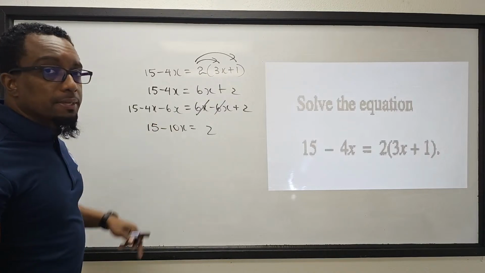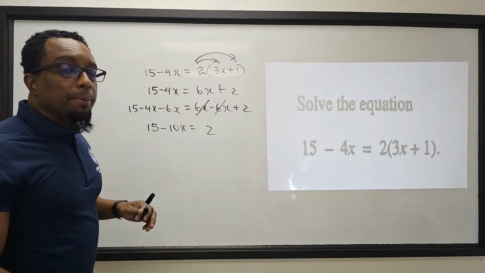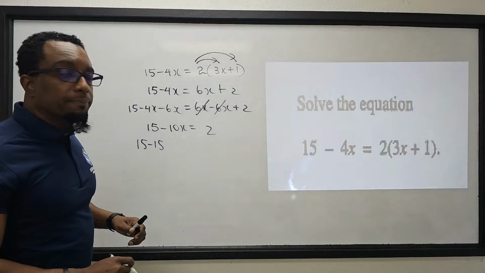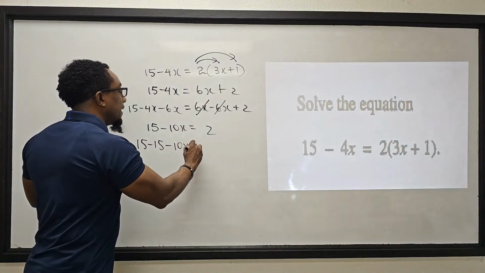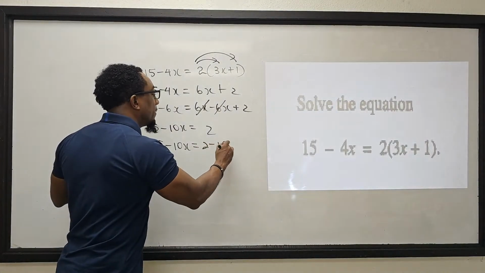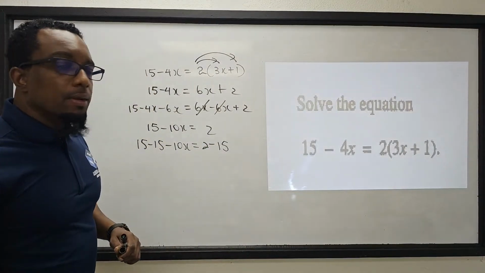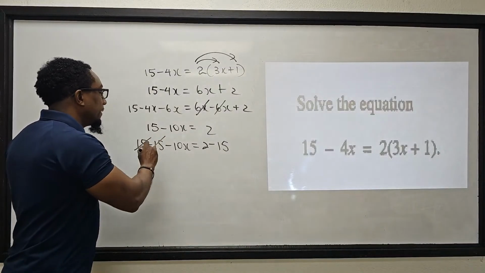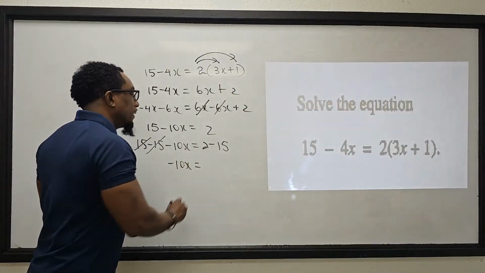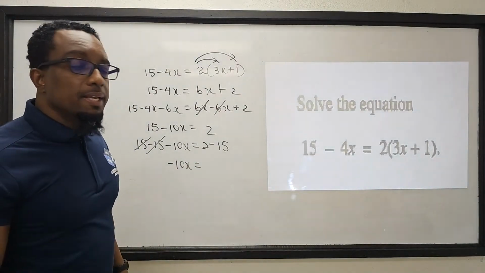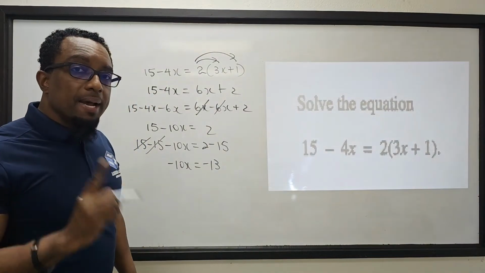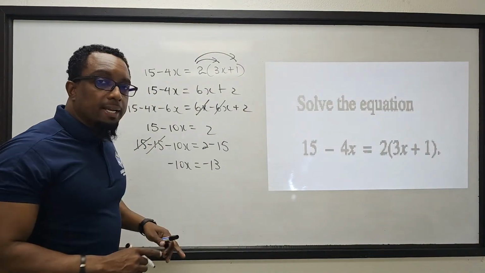How do I remove positive 15? I do the opposite in operation, just subtract 15 from positive 15 minus 10x. And what I do to one side, I do to the other. I subtract 15 from 2. So 15 minus 15 is 0. I'm going to be left with negative 10x is equal to 2 minus 15, which is negative 13.